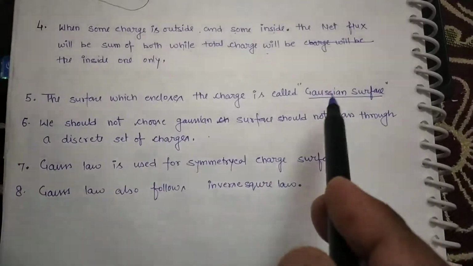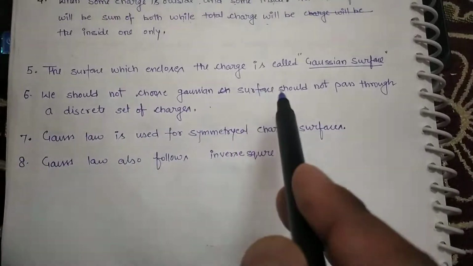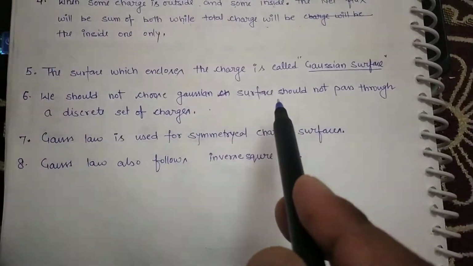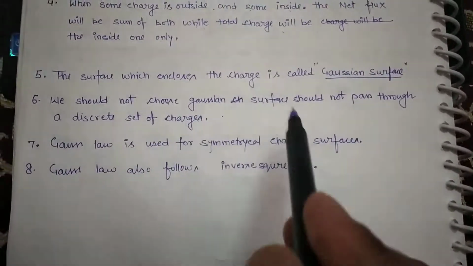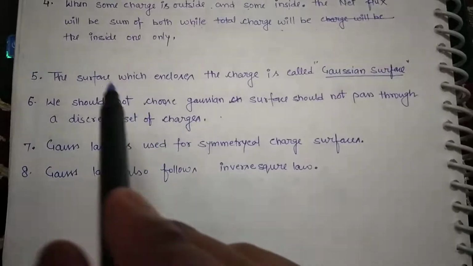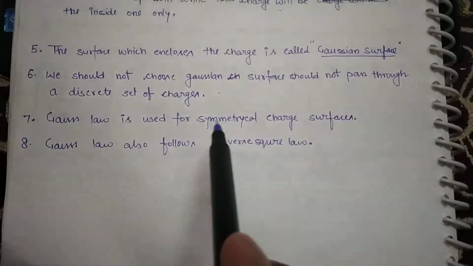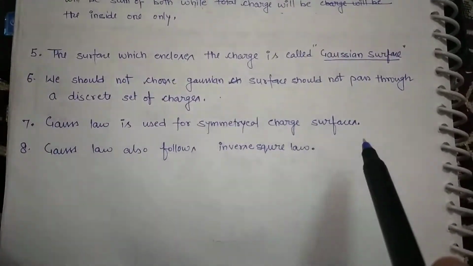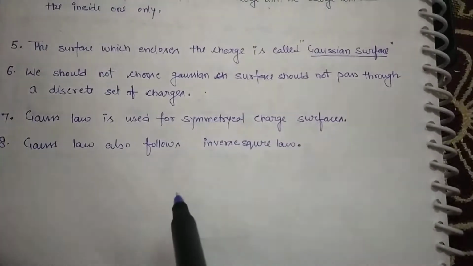This term is very common: the surface which encloses the charge is called the Gaussian surface. We should not choose a Gaussian surface that passes through any discrete set of charges. Any line charge you cannot include in that. Gauss's law is used for symmetrical charge distribution. It will be better if you take a symmetrical charge distribution because there the discrepancy will be low, so integration will be very easy for us.